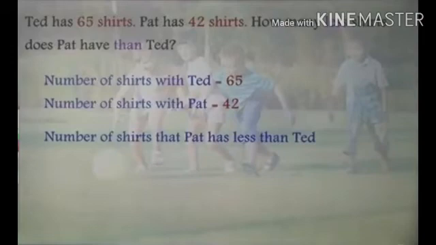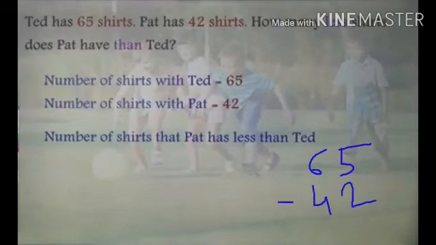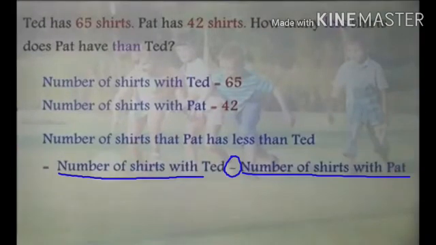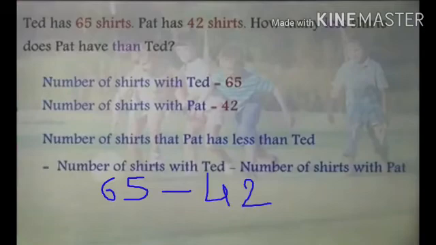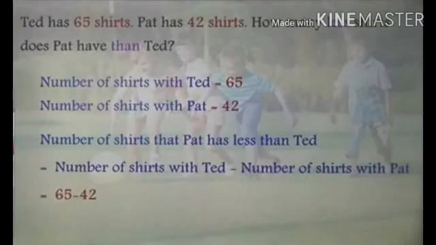By subtracting these two. And when we subtract, we write the bigger number first, then the smaller number. We always subtract the smaller number from the bigger number. So I need to write number of shirts with Ted minus number of shirts with Pat. This is what I have. What is the number of shirts with Ted? The number of shirts with Ted is 65, minus the number of shirts with Pat, which is 42. So this is what we need.